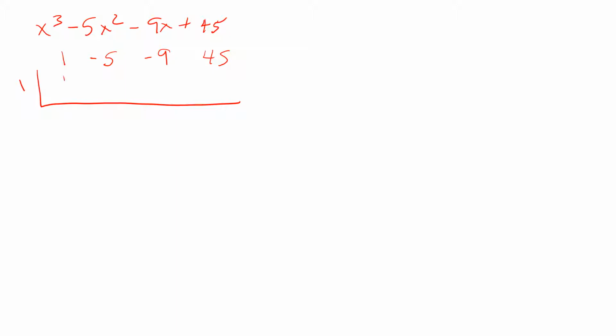What I want to know is if my remainder is 0. When I do synthetic division, the first number comes straight down, and then I multiply the outside number 1 times this 1, which is 1. Then I add, that's negative 4. Then I multiply, that's negative 4. Then I add, that's negative 13. Then I multiply, 1 times negative 13 is negative 13. Then I add, 45 plus negative 13 is 32. That number represents my remainder. So that means that 1 is not a rational zero because my remainder is not 0.